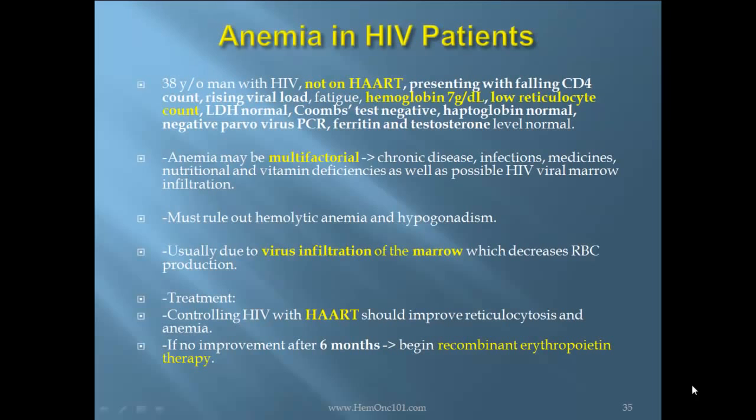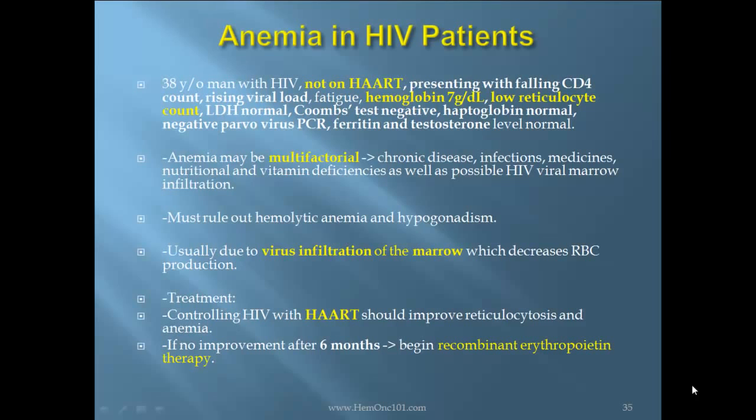Anemia in HIV patients. Case report. 38-year-old man with HIV, not on HAART therapy, presenting with falling CD4 count, rising viral load, fatigue, hemoglobin 7, low retic count, LDH normal, so not hemolyzing, Coombs test negative, haptoglobin normal, negative parvovirus PCR, ferritin and testosterone levels normal.